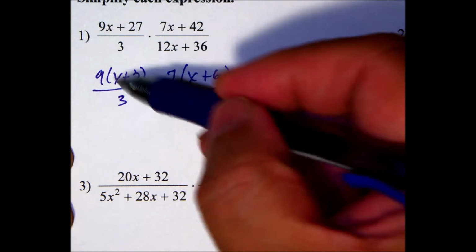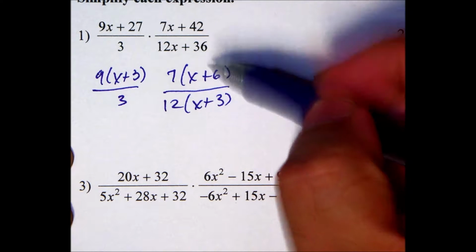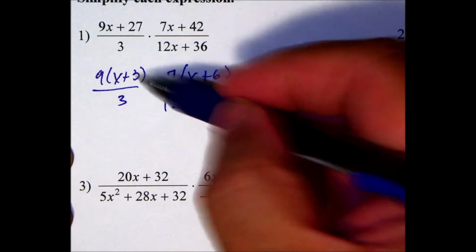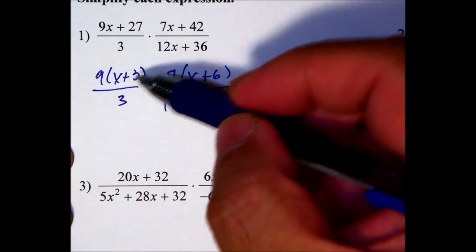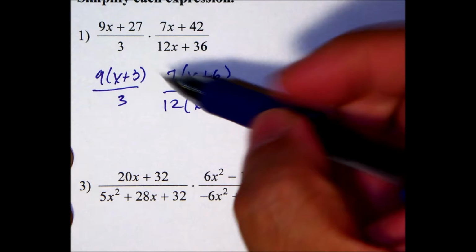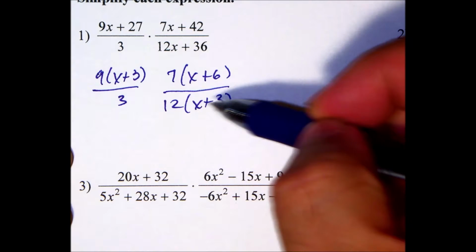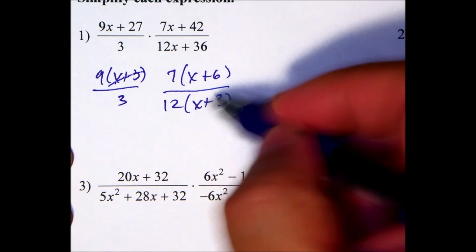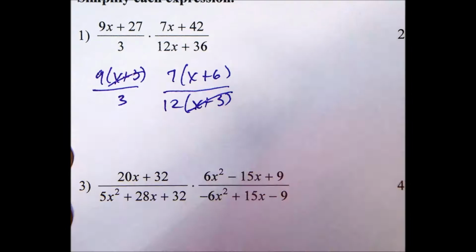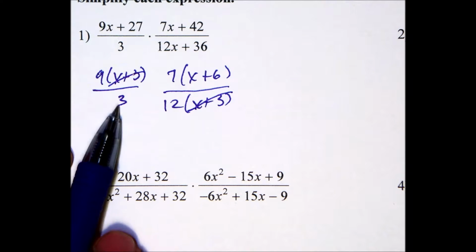Whenever you have a factor in a numerator, and it doesn't matter which numerator, and a factor in a denominator, if they're identical factors, and they have to be identical, it can't be like x minus 3 and x plus 3. Since it's x plus 3 up here and x plus 3 down here, they reduce. Right? All right, now I can also reduce the numbers.